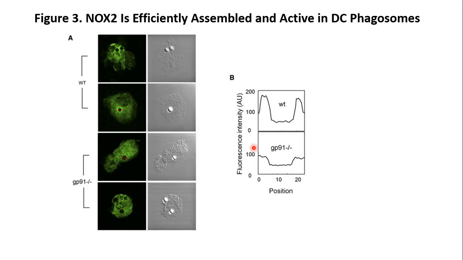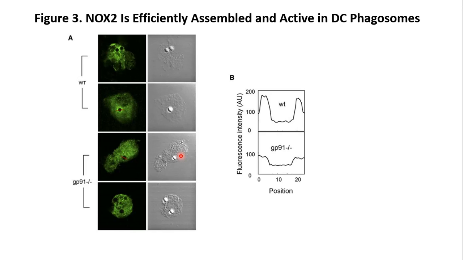And just a minute. And no labeling of the phagosomes was observed, consistent with the role of gp91phox in the membrane recruitment of p47phox. So we can conclude that NOX2 is effectively assembled on the DC phagosomes only when gp91phox is present, suggesting that NOX2 is functional in this compartment in DCs.